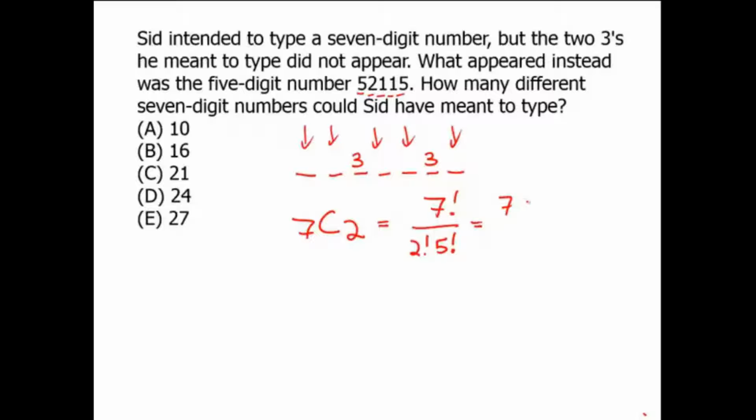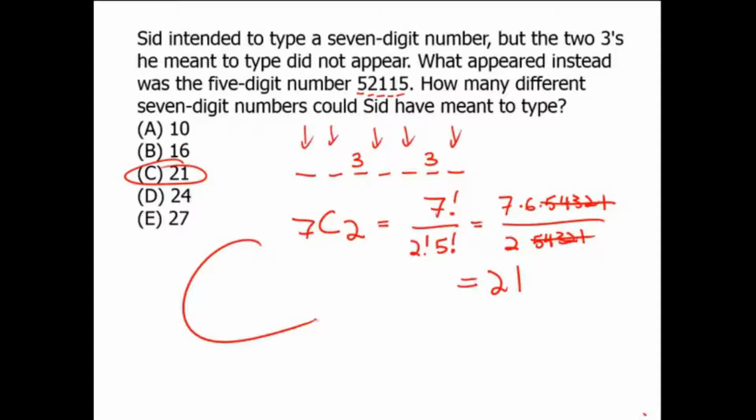A little bit of simplifying. That's 7 times 6 times 5 times 4 times 3 times 2 times 1 over 2 times 1 times 5 times 4 times 3 times 2 times 1. Of course, all that cancels, and what we just get is 7 times 6, which is 42, divided by 2, which is 21. Answer choice C.